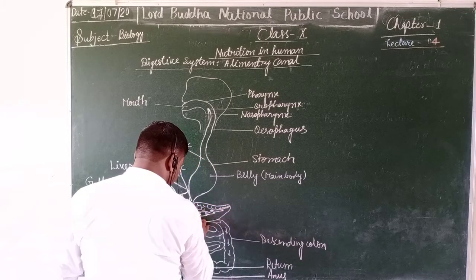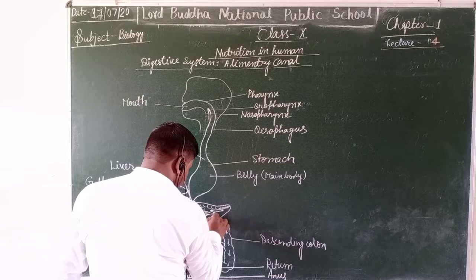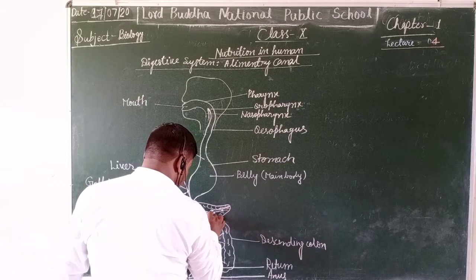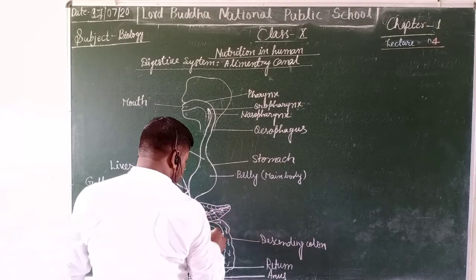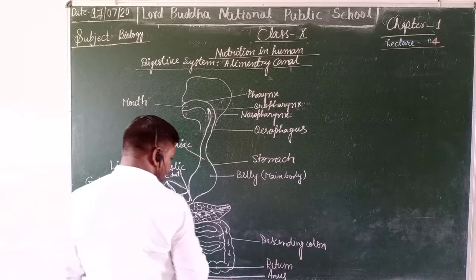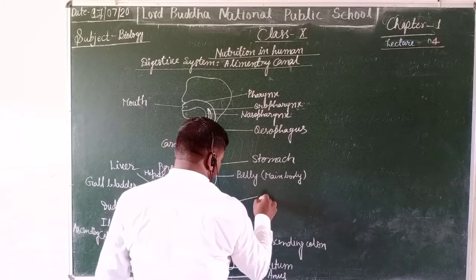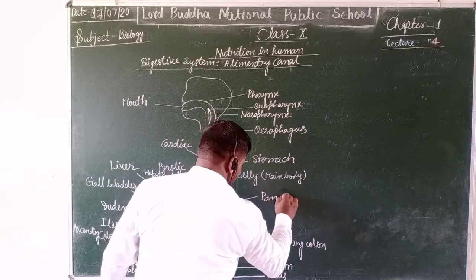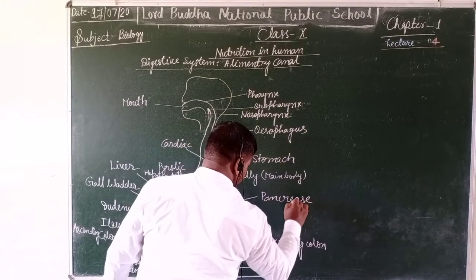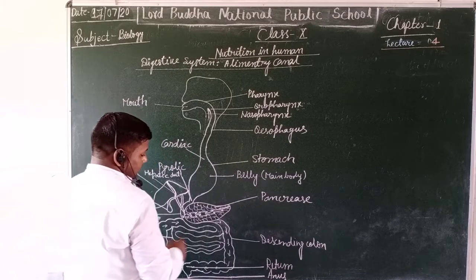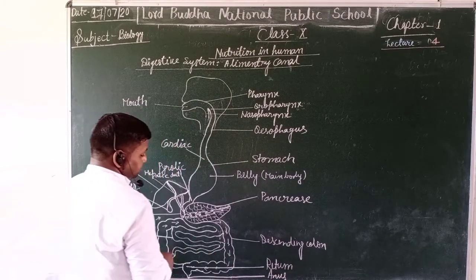This leaf-like structure is the pancreas. It is exocrine as well as endocrine. It has two parts, and that's why it is also known as the mixed gland of our body.